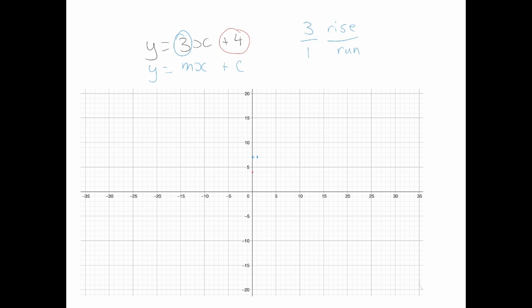If we wanted to continue on with that gradient, we could: up by 3, over by 1. Up by 3 again, over by 1. You can see that using that start point and that gradient, we definitely start to get one line. And that's how we graph linear equations using the y-intercept and the gradient.